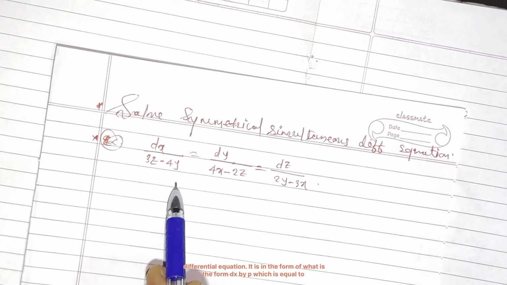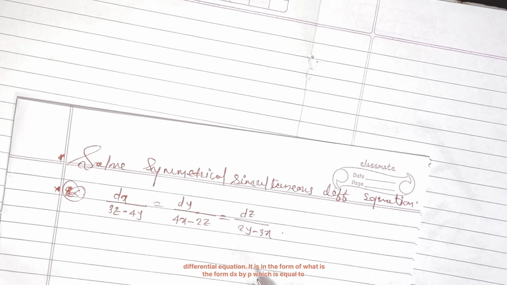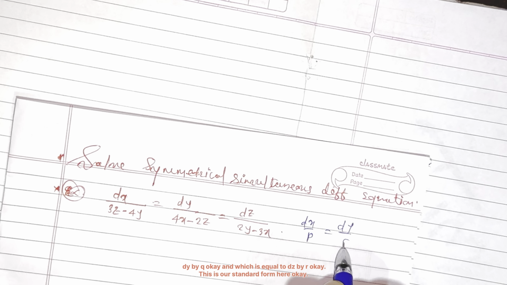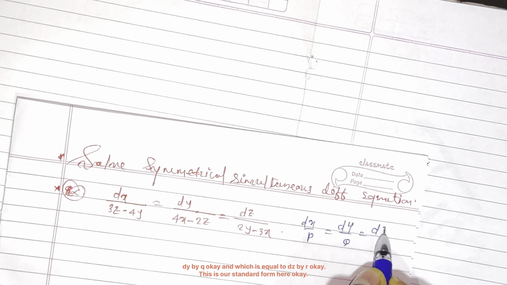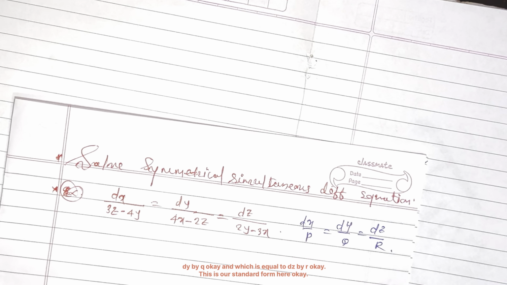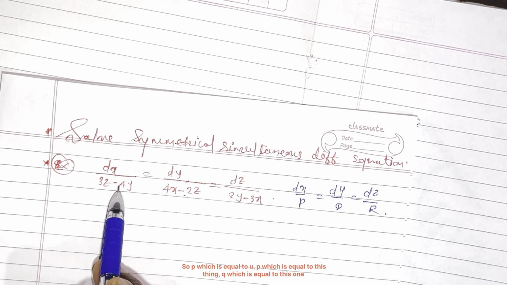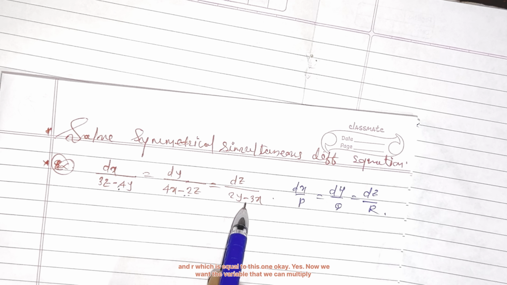A symmetrical simultaneous differential equation is in the form dx by P equals dy by Q, which equals dz by R. This is our standard form here. So P is this term, Q is this one, and R is this one.